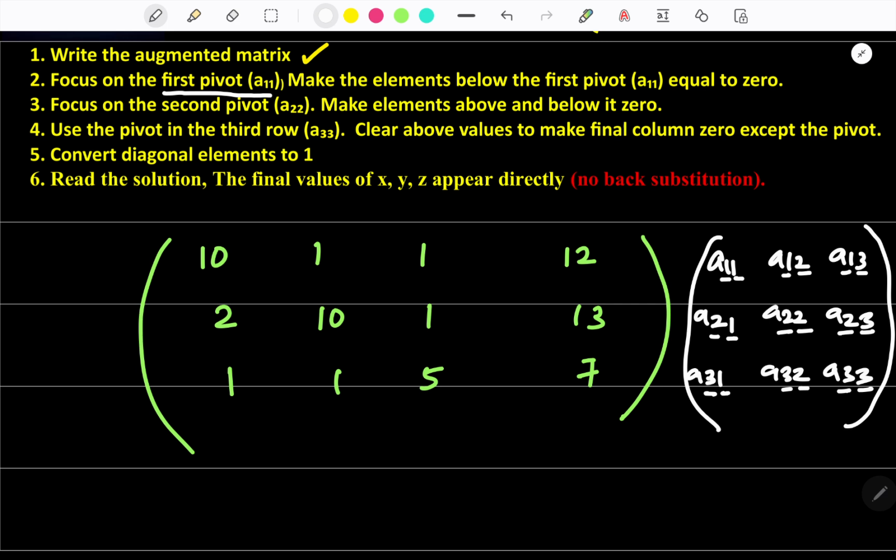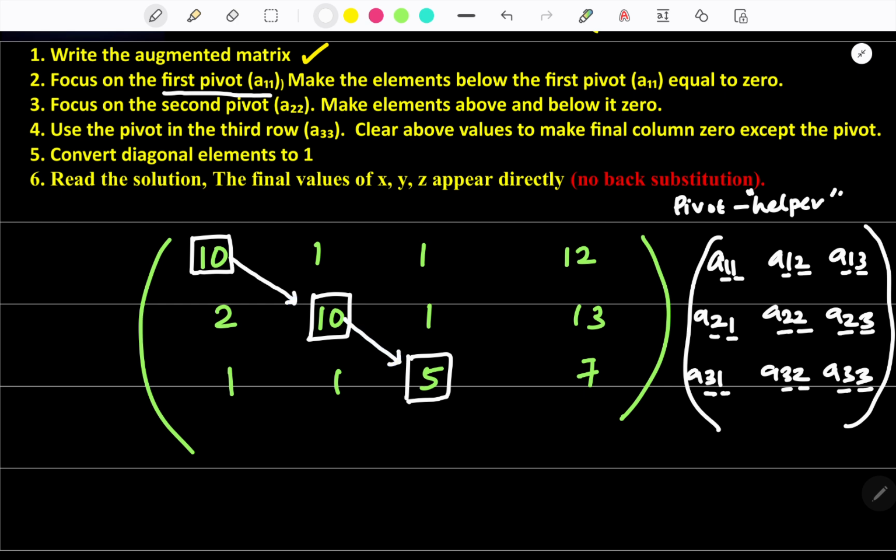Okay, right. So what did they say? Focus on the first pivot element. What do you mean by pivot, teacher? In English, pivot means a helper, one who is helping. The leading diagonal elements are called pivot elements. Leading diagonal means the first element in the first row, the second element in the second row, the third element in the third row. So these leading diagonal elements are called pivot elements. But usually Asians say pivot with a different pronunciation, but the correct pronunciation is pivot. So the pivot element is on the diagonal, right?